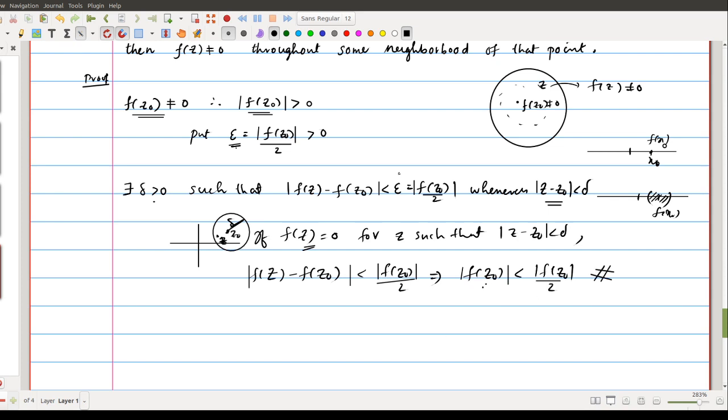Since this is a non-zero, non-negative or positive quantity, that positive quantity is less than its half. So this is a contradiction. So we can say that f of z can never be zero. f of z equal to zero is not possible in this disk, for all z such that mod z minus z naught is less than delta. So this proves theorem 2.